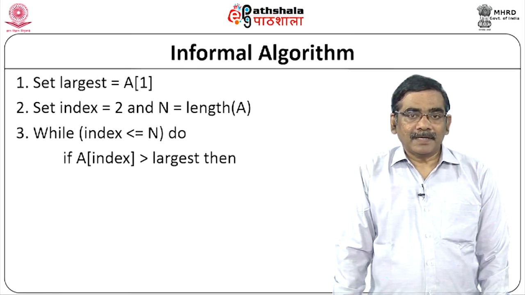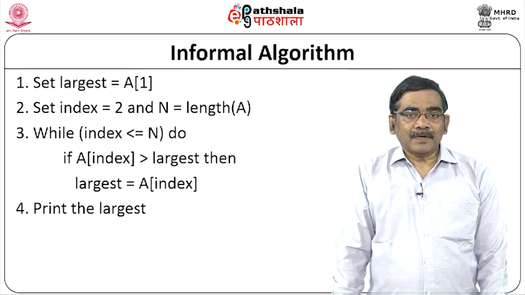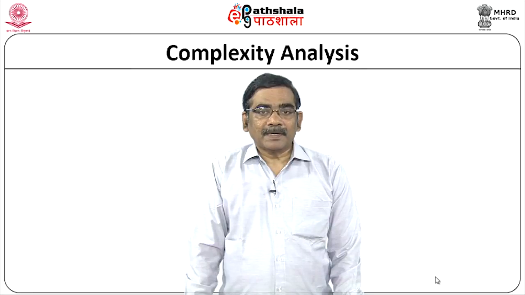I will compare A1, which is assigned to largest, with the second element, check which is the largest element, and update this variable. This keeps on going till the end of the loop. At the end of the loop, the largest variable will contain the largest number of the array, and I am going to print that. So, what is the complexity of this algorithm?